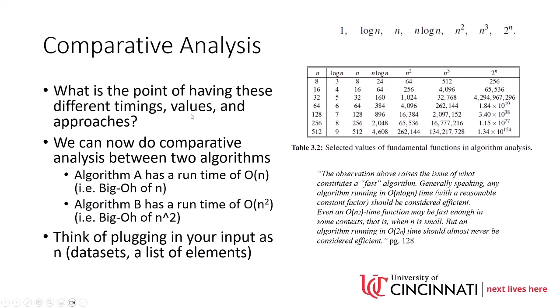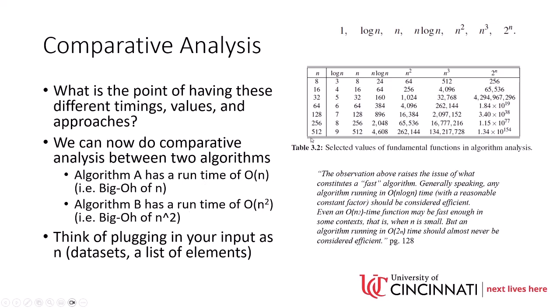Cool. So up here we have our 7 values again, right? We have our constant, logarithmic, linear, n log n, quadratic, cubic, and exponential values here. And what I wanted to show is, what's the actual point of having these different timings and values? Why are we using these? The reason is that we might have multiple algorithms that we're trying to make, and we need to compare them, right? So we could do comparative analysis between 2 algorithms. Algorithm A has a runtime of big O of n. Algorithm B has a runtime of big O of n squared.